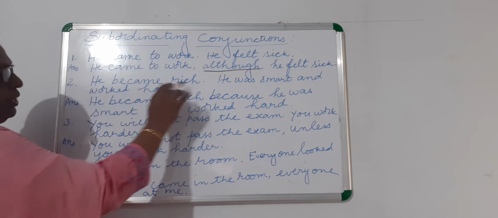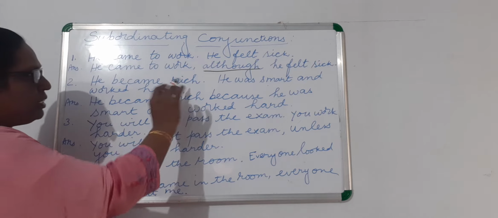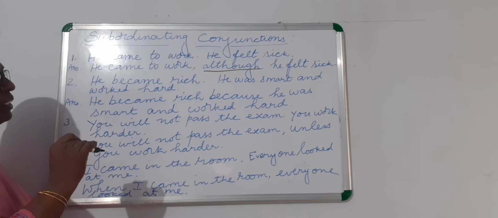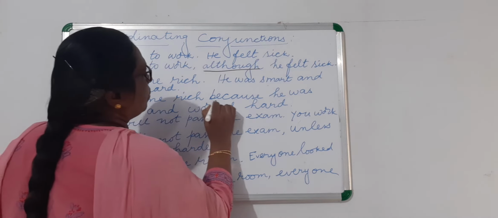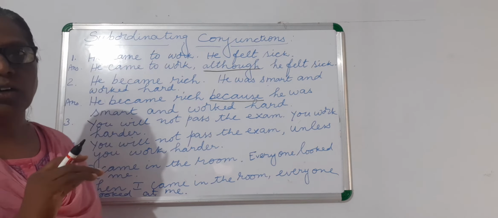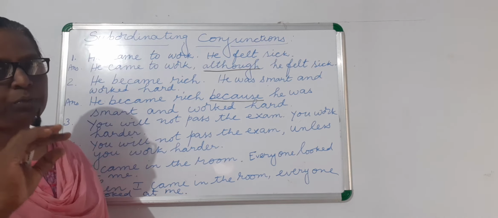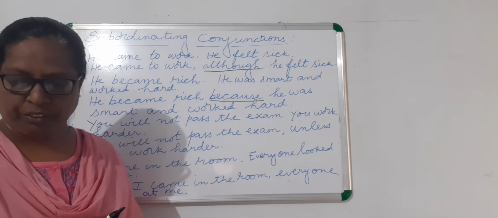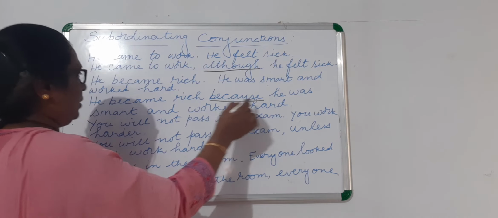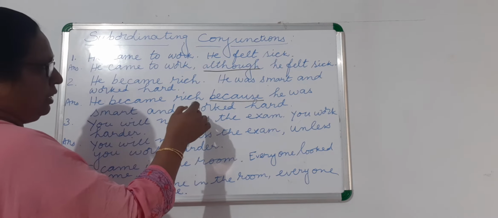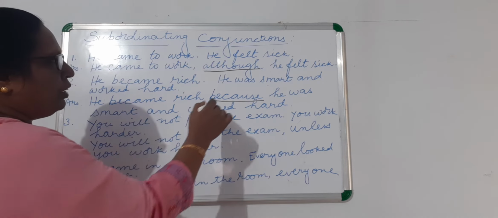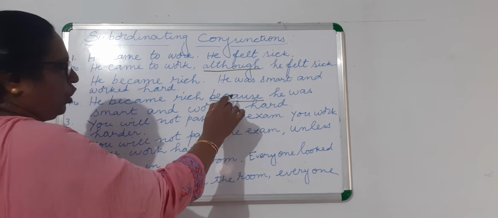He became rich. This is another complete sentence. He was smart and worked hard. Here I have used the subordinating conjunction because. So you should know the meaning of because. When to use because, you should know. If you know the meaning, you can use it. Because means for the reason that. He became rich for the reason that he was smart and worked hard. So here the conjunction is because.